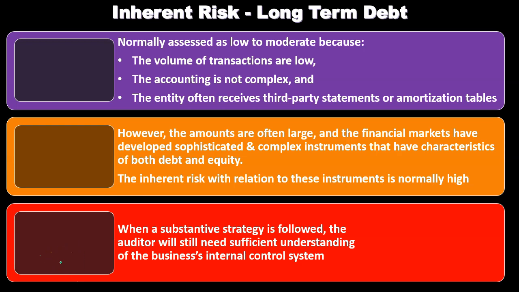When a substantive strategy is followed, the auditor will still need sufficient understanding of the business's internal control system. So note that we will be thinking about more of a substantive strategy. However, within the audit process, although we're probably going to depend on a substantive strategy, you might think, well, then why are we even thinking about inherent risk or control risk? We should just skip them, go straight to the substantive testing, since that's what we're going to do anyways, because the only reason we might do the controls and inherent risk testing is to lower the amount of substantive testing. But that's not necessarily the case.